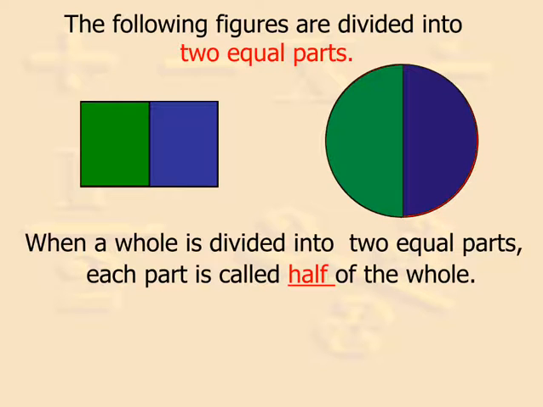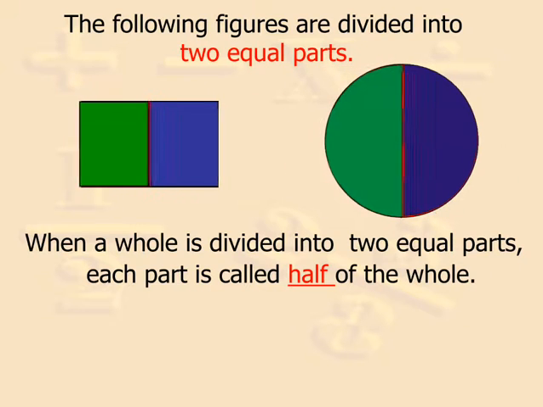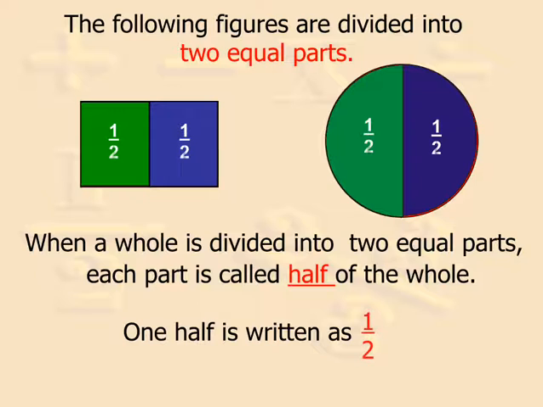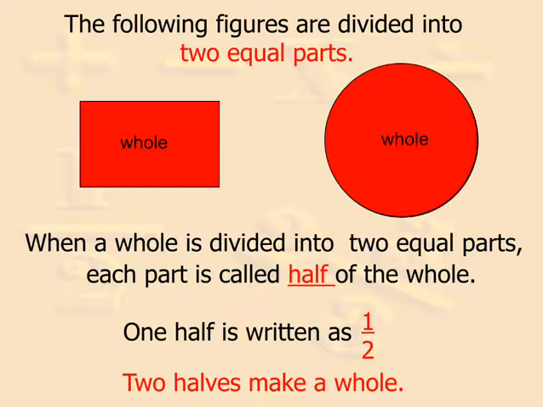Means we had a red colored rectangle, then we divided it into two equal parts and colored them green and blue. Then green and blue are the halves of the rectangle. Here you can see that the same is true with a circle. A half circle is known as a semicircle, which is half of the whole circle. One half is written as 1/2. Two halves make up a whole. This was a whole and we had two halves from this.